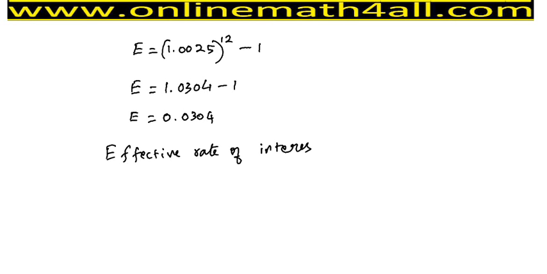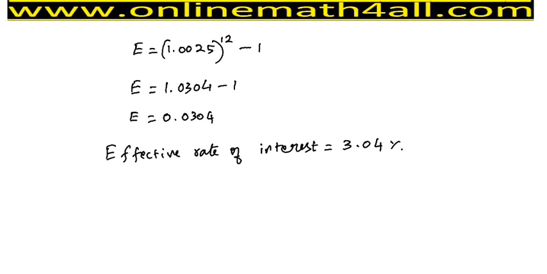So if you subtract 1 from 1.0304, we get 0.0304. To convert this decimal into a percentage, we have to multiply by 100. So the effective rate of interest is equal to this decimal multiplied by 100, and we get 3.04 percent. So the effective rate of interest we get is 3.04 percent.